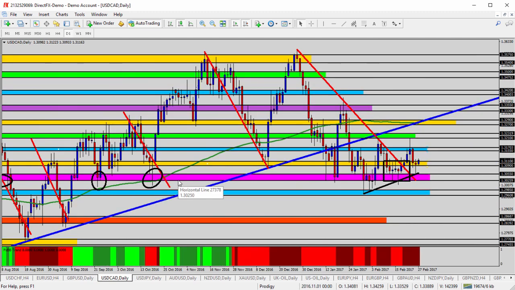Take it over here to the USD CAD. Of course, the red trend line was a downtrend. Since bottoming out along there, we found a lot of support.